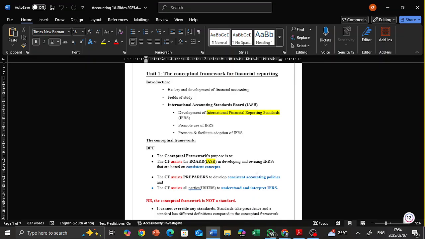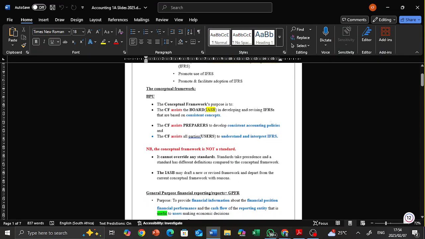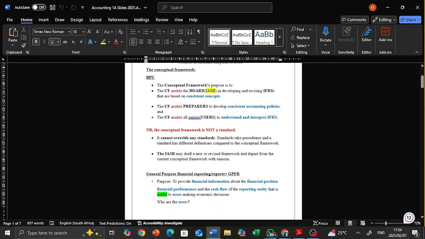Okay. So now we've got the conceptual framework. I've written BPU under the heading conceptual framework, right? Because the purpose of the conceptual framework, it assists the B, the P, and the U. The B is the board, which is the IASB. As you can see there, it is highlighted in yellow and in brackets. Okay, so the conceptual framework assists the board.